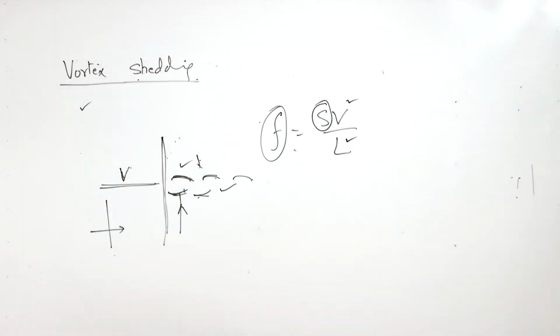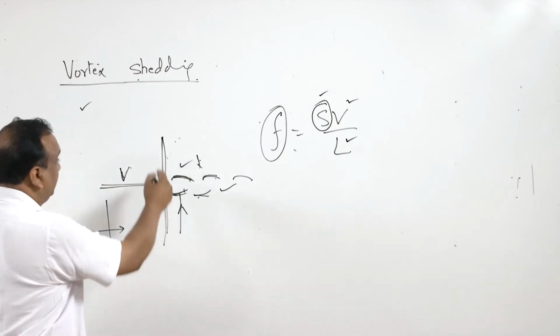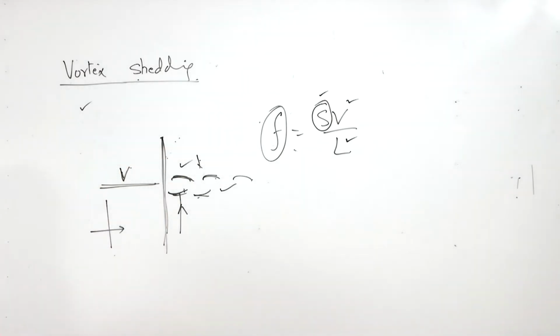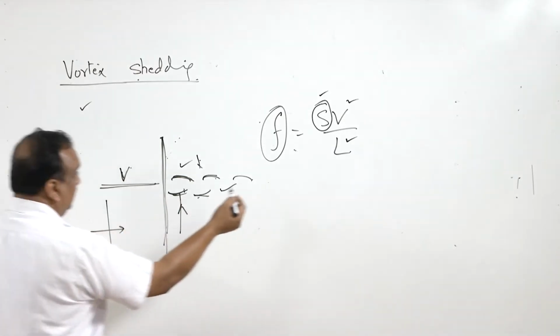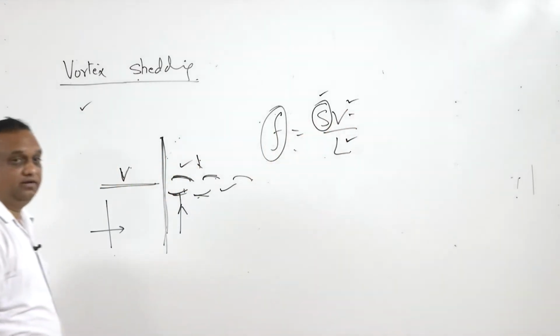So once we have the frequency with us, Strouhal number with us, right? This number is essentially a constant, and it is dependent on the shape of the body in certain operating limits. So once we know the shape of the body, Strouhal number is with us, characteristic length is there, frequency is there, we can always find the velocity.